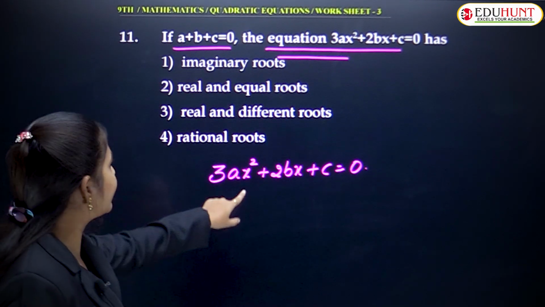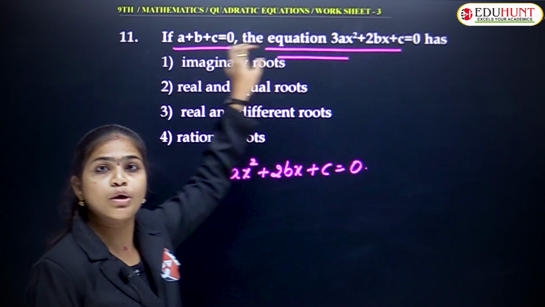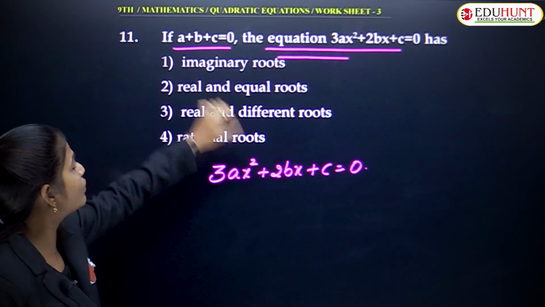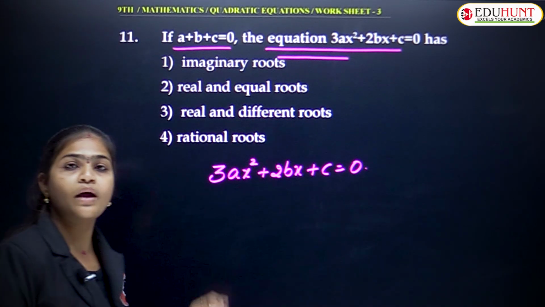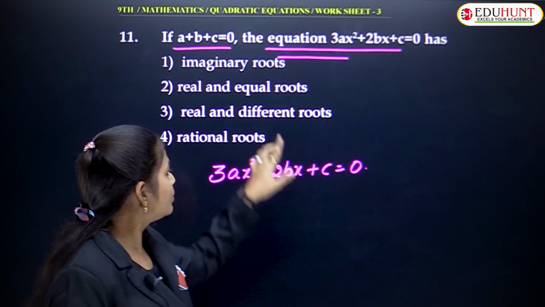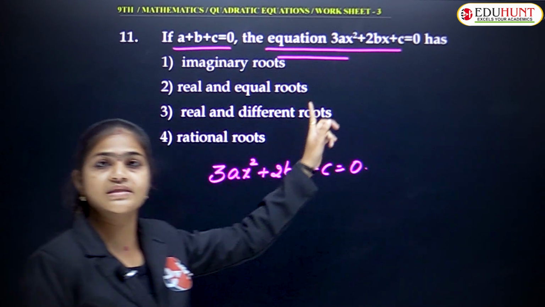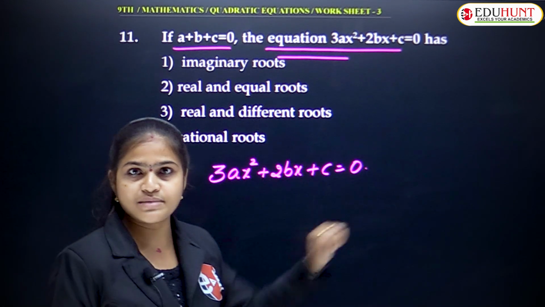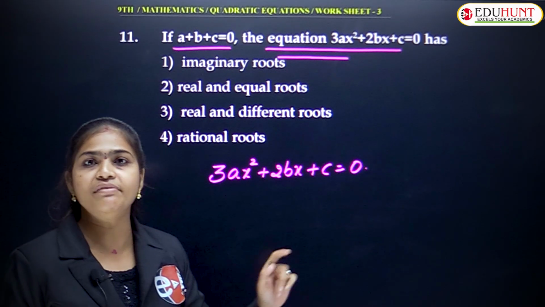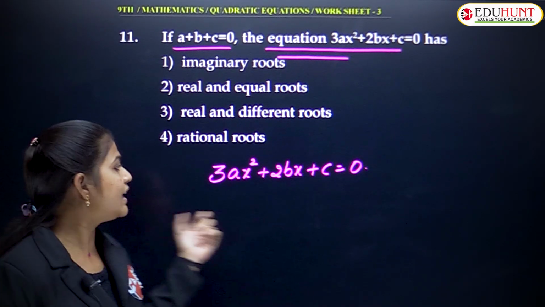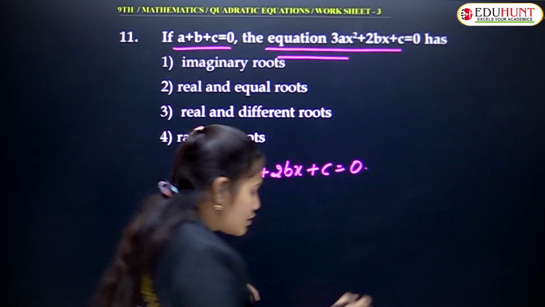Here they are saying the sum of the arbitrary constants of the given quadratic equation is 0. Actually children, this is related to the nature of the roots, but this concept will come after this worksheet. At that time I will explain it to you briefly. So here I will write that point. What does it say?